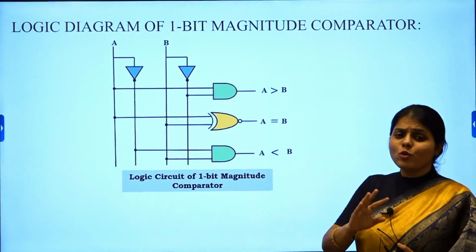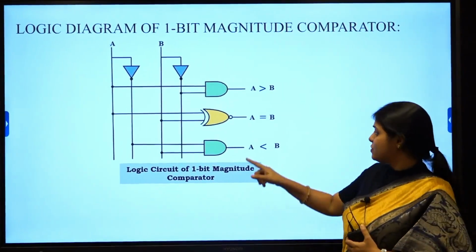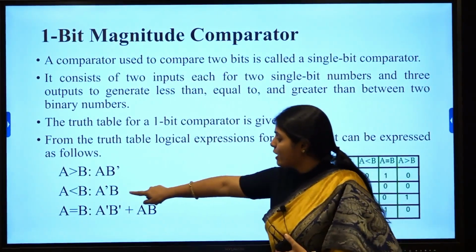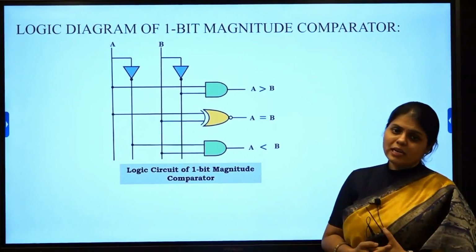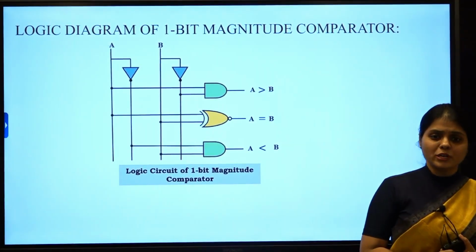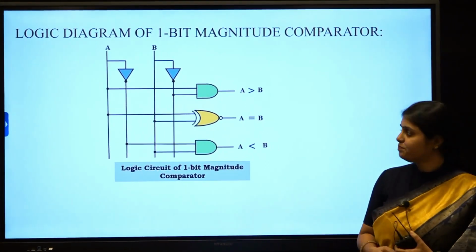Don't take 2 AND gates and an OR gate and complicate the circuit. Replace that with only one gate, which is the XNOR gate. And then finally, for A less than B, it is A bar B. So A bar and B will give you A less than B. This is how we draw the combinational logic circuit for a 1 bit magnitude comparator.